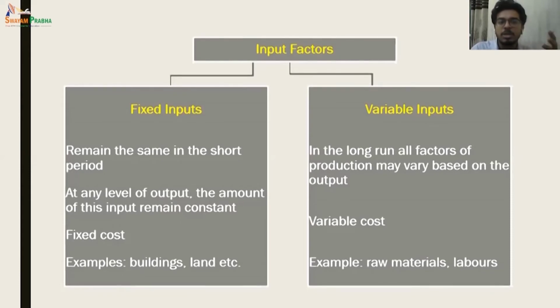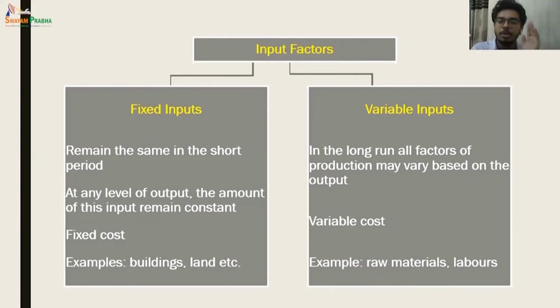Under the fixed inputs, it remains the same in the short period. In the longer period, that fixed input can also vary, right? So in the short period, you cannot change that. That is fixed. Everything else can change. Right? At least one is fixed. But in the long run, when the short period becomes a longer period, you have the flexibility to change this input as well. At any level of output, the amount of this particular input remains constant.